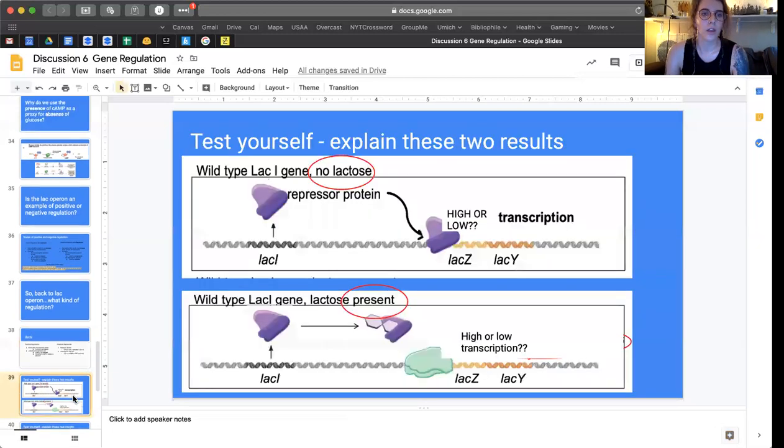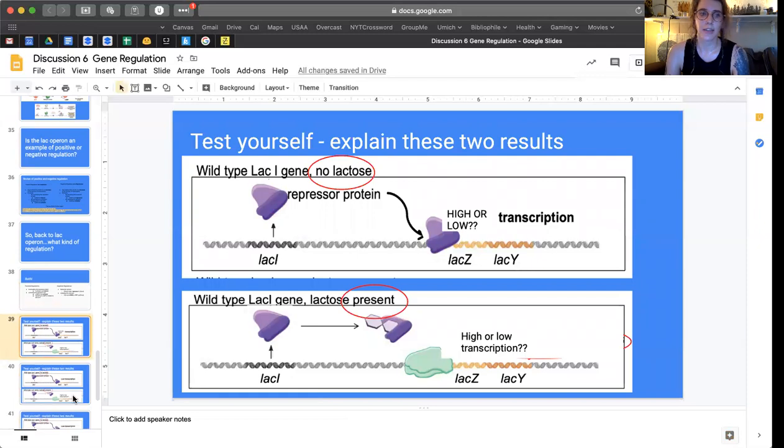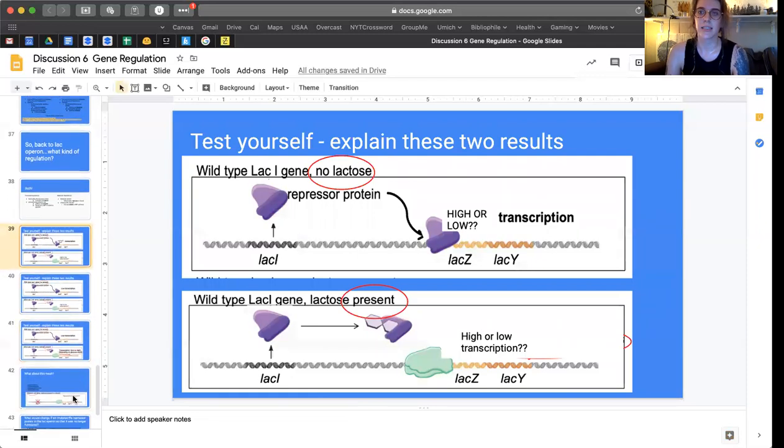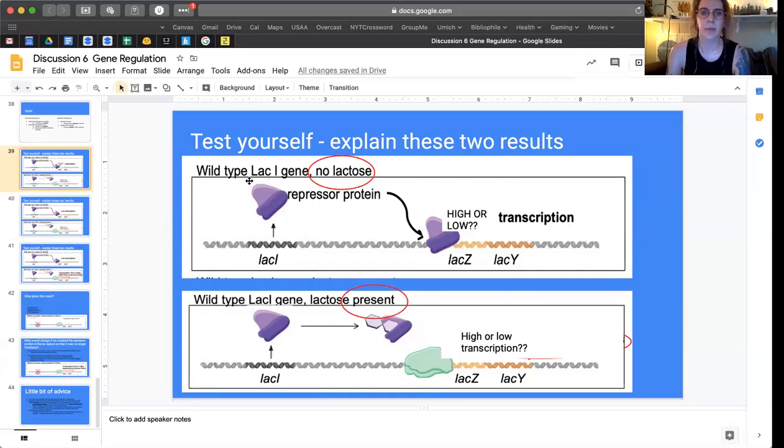Now we can use all this information together to predict what will happen in these situations. Here we can look at this top one. We have a wild type repressor protein sequence, which essentially just means that it's normal, it's functioning as it should. And we have no lactose present. That's all the information that we're given. We should be able to use that information to say, okay, is there going to be high or low transcription? Try to think about it before you listen to the next slide.